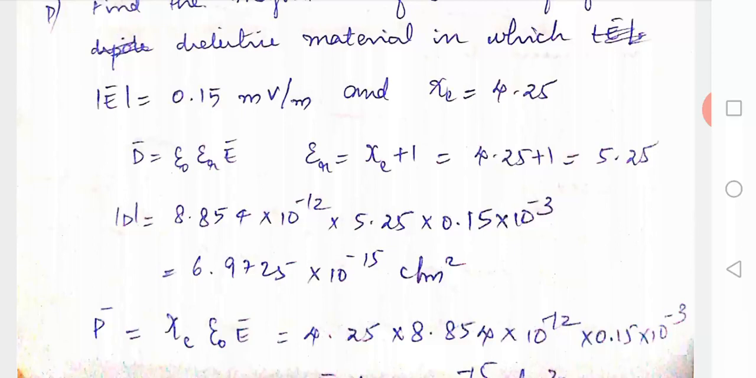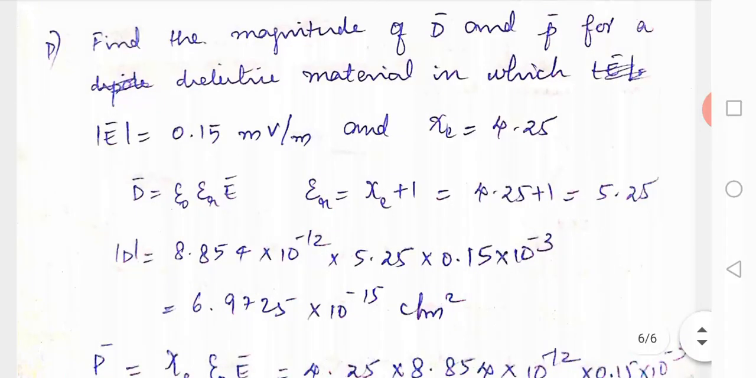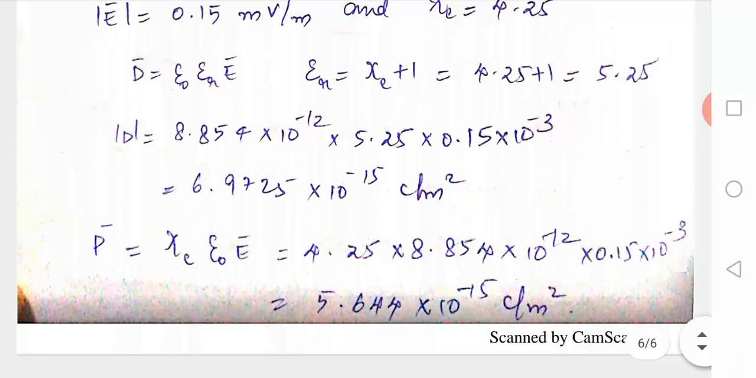What is mod D? Mod D is equal to 8.854 into 10 raised to minus 12, that is epsilon naught, into 5.25, that is epsilon r, into 0.15 into 10 raised to minus 3, that is mod E. So you will get 6.9725 into 10 raised to minus 15 coulomb per meter square.